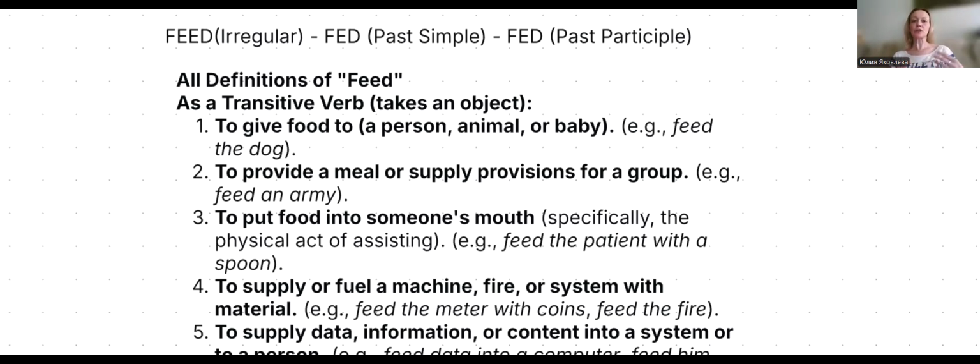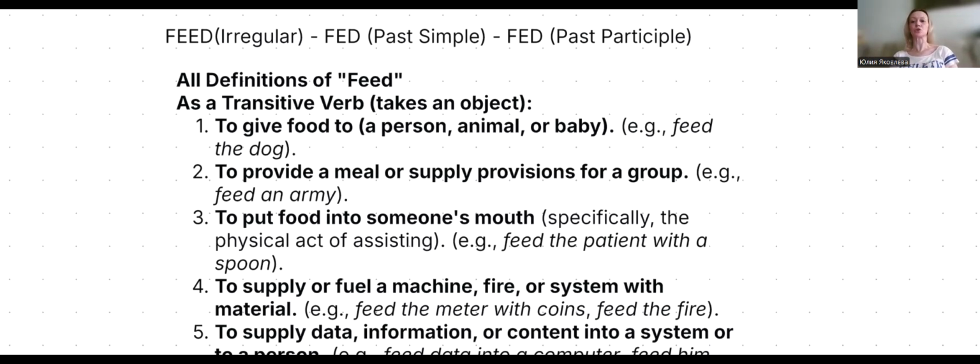Then we can provide a meal or supply provisions for a group. For example, feed an army. Well, we don't want to speak about war now, but yeah, our taxes feed our army. And I have a family to feed, or I may have a mouth to feed, meaning that I have a child, so I need to provide for this child. Usually men try to make as much money as they can to provide for a family. Not only a man can do it, but also any woman can do it. Well, now we live in a world where everybody is independent. Anyways, to provide a meal or supply.